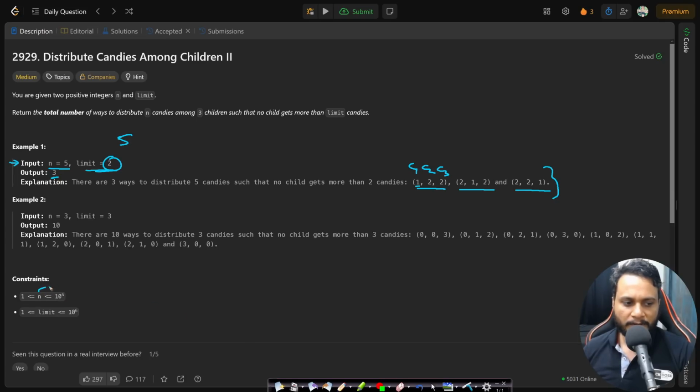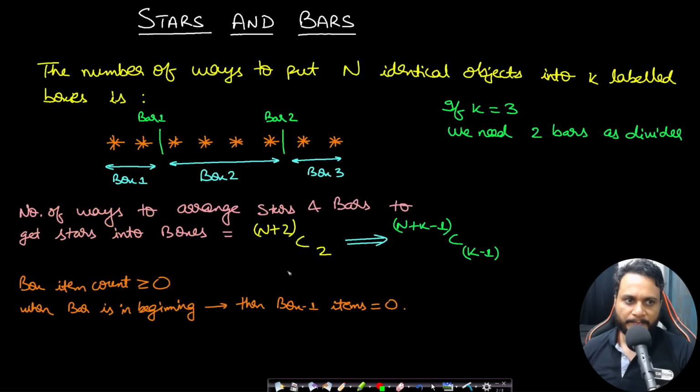In this case, the total n value, that means the total number of candies, can go up to 10 to the power of 6, and the limit can also go up to 10 to the power of 6. Now we need to write an algorithm in such a way that we take less than 10 to the power of 8 computations overall, so that we pass it within 1 second, right? So let's see how we can solve this problem.